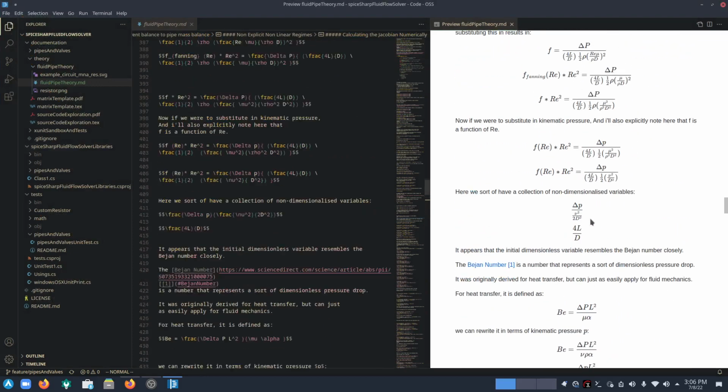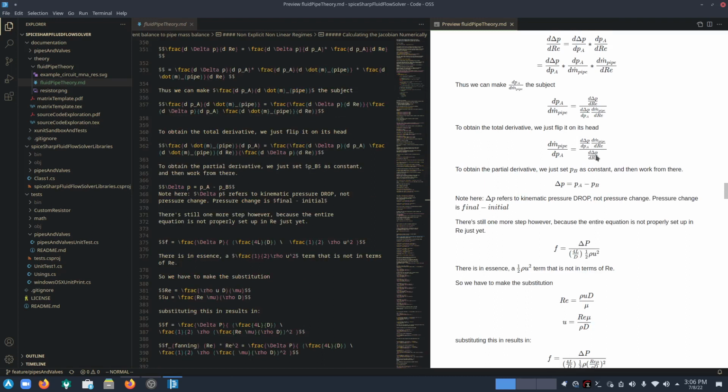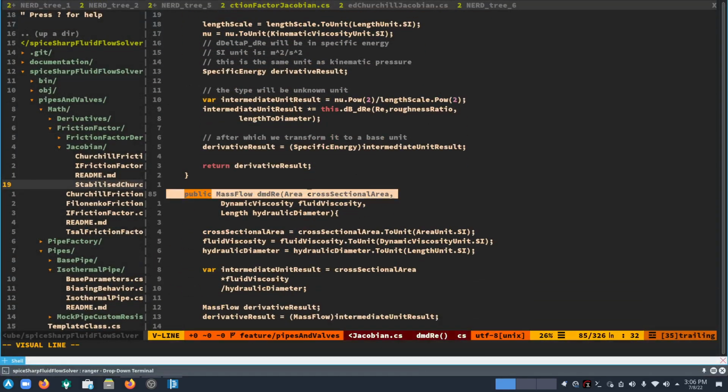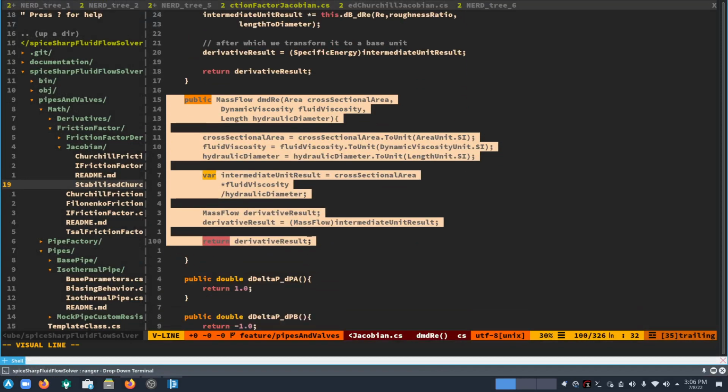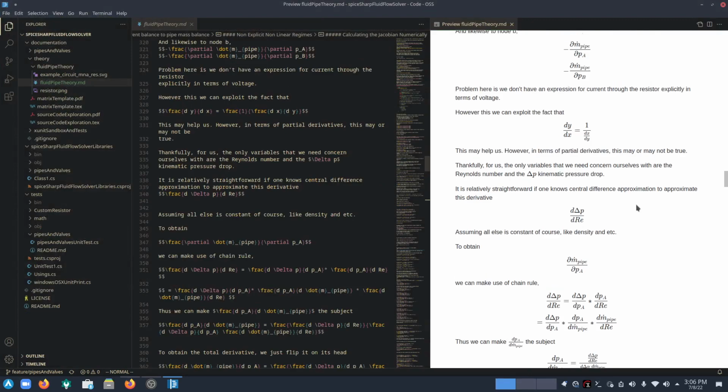So once we have the dΔP/dRe, what can we do? We can actually substitute it back into this equation. And we just need two more derivatives: dΔP/dPA or dΔP/dPB, and dmPipe/dRe. The first thing I have here is the dm/dRe, which is over here. How do we find dm/dRe?